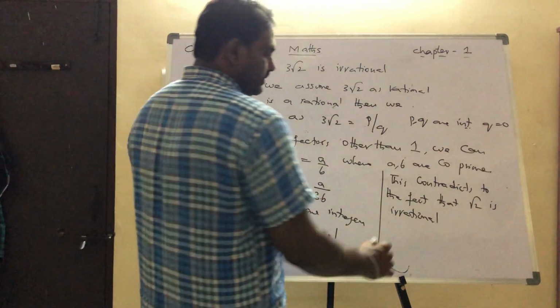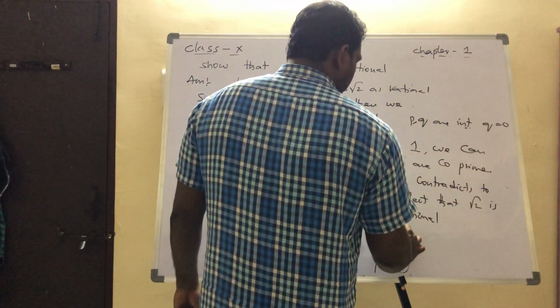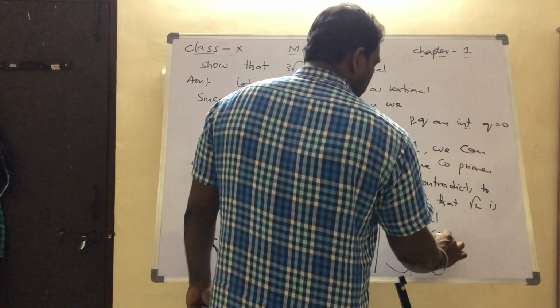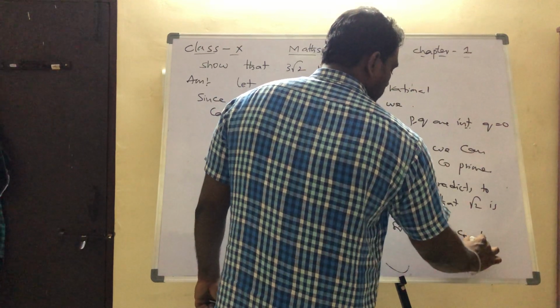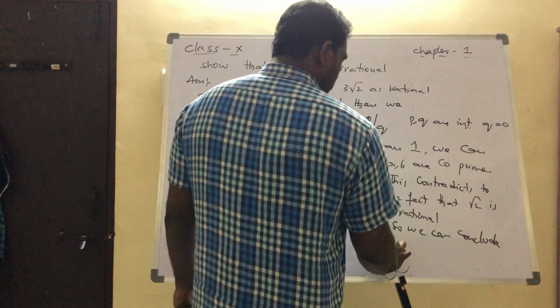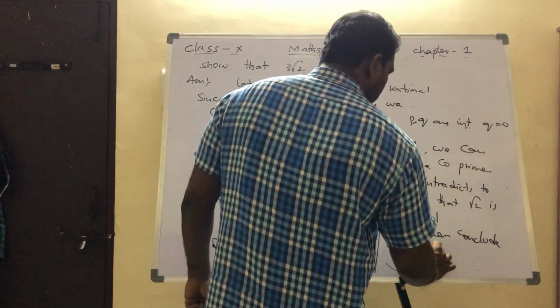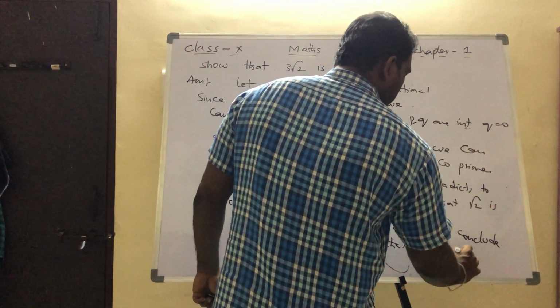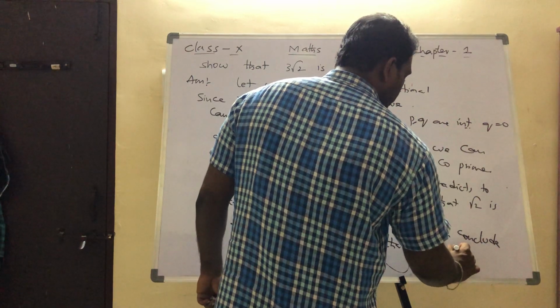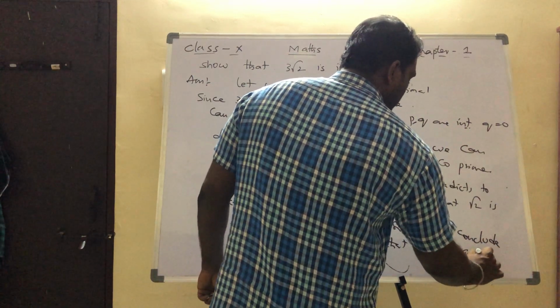So therefore, we can conclude that 3 root 2 is irrational. That's all.